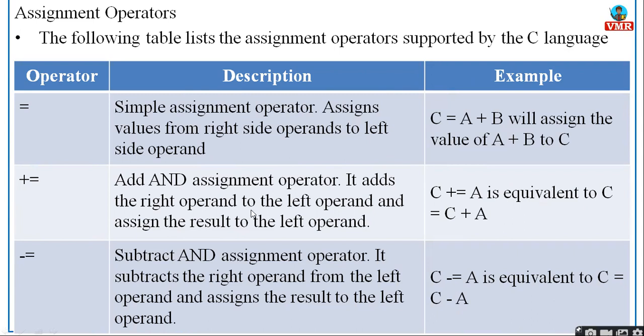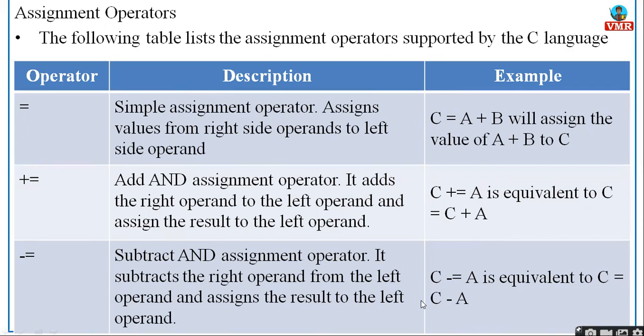And the add and assignment operator adds the right operand to the left operand and assigns the result to the left operand. So see here, C plus is equals to A. It adds the right operand to the left operand and assigns the result to the left operand. So this is nothing but C is equals to C plus A. Clear? C plus is equals to A is nothing but C plus A, and you are assigning it to the variable C.